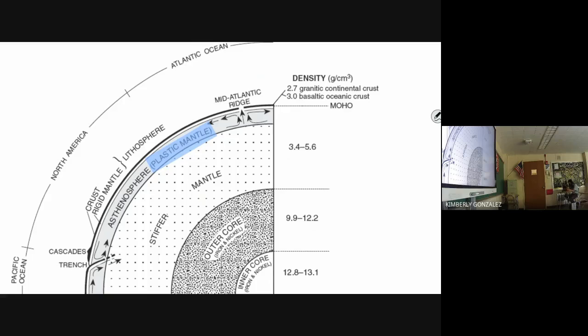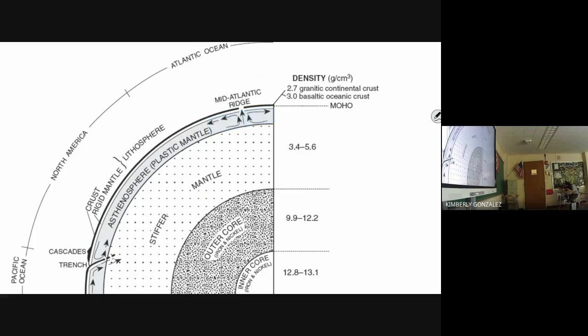Now, there are two convection cells. You have one portrayed on the west coast of the United States, where the Juan de Fuca plate is converging with the North American plate, producing the Cascade Mountains. And we also have one in the middle of the Atlantic Ocean, producing the Mid-Atlantic Ridge. This is a divergent plate boundary.